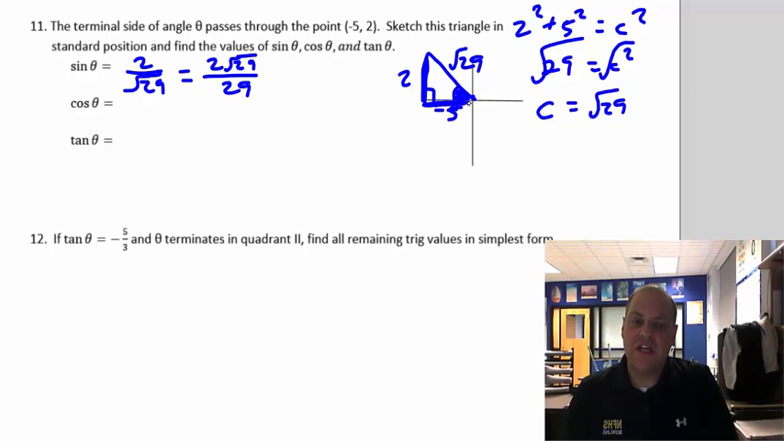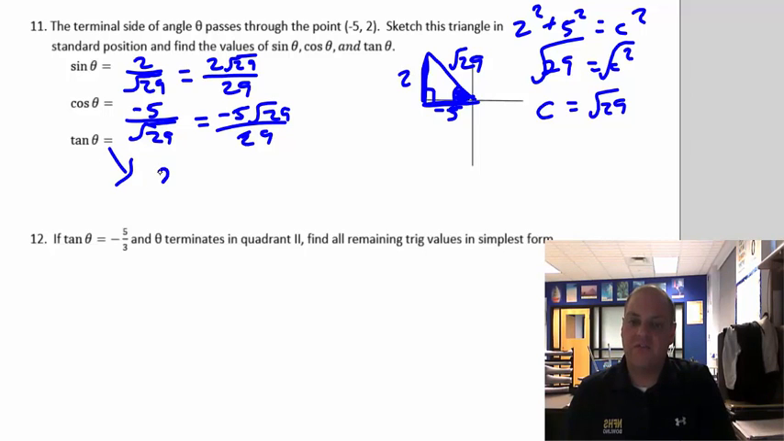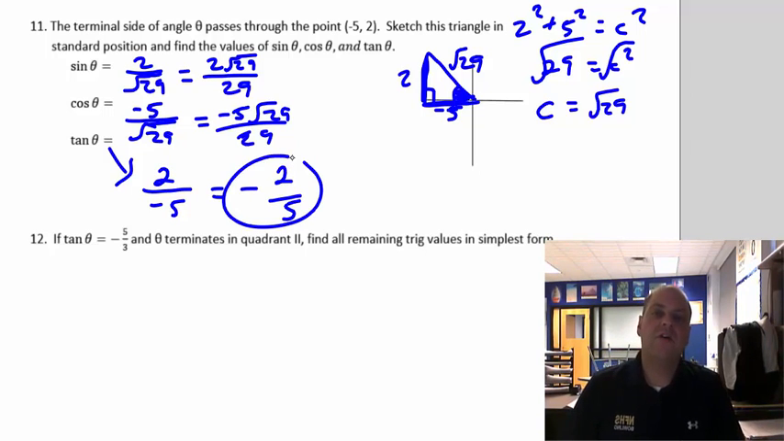Cosine is adjacent over hypotenuse, negative 5 over radical 29. So that's going to be negative 5 radical 29 over 29. And then tangent is opposite over adjacent, 2 over negative 5, and that's negative 2/5. All right, so we found our sine, cosine, and tangent there.